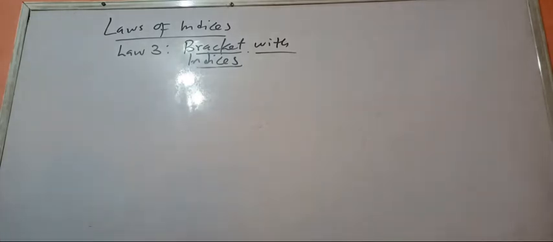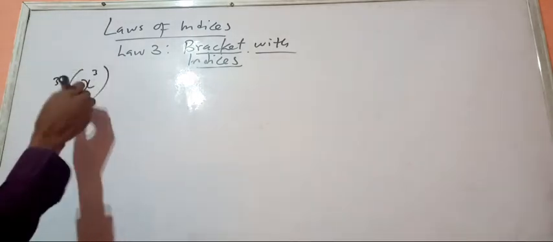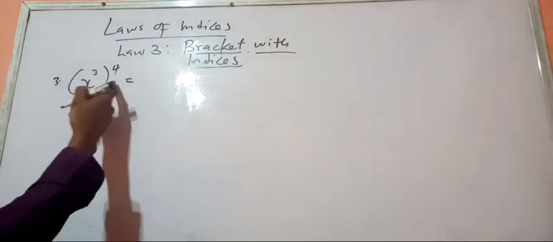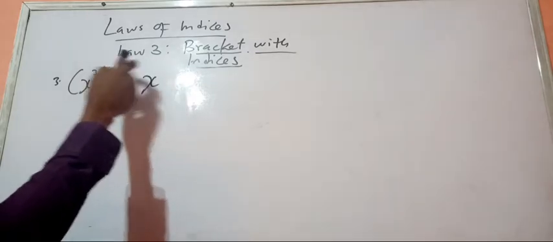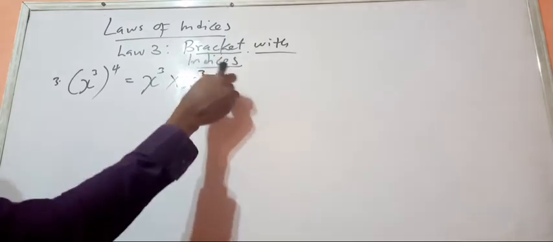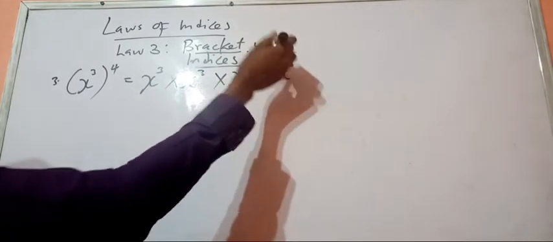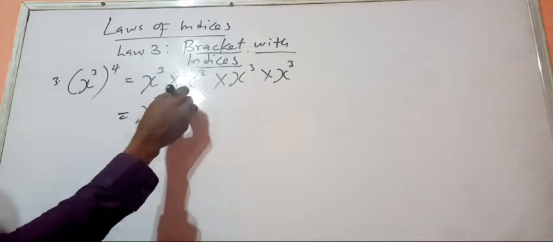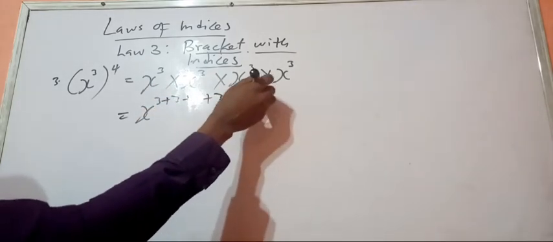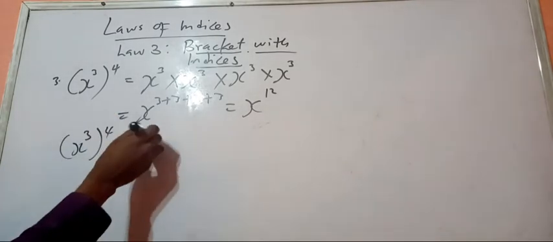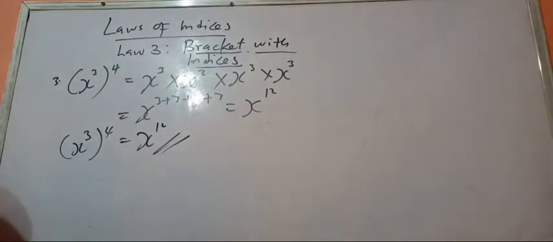Let's go to example 3. We have x to the power 3, in brackets, to the power of 4. So we have the same thing as x to the power 3 multiplied by x to the power 3 multiplied by x to the power 3 multiplied by x to the power 3. Which is 3 plus 3 plus 3 plus 3, equal to x to the power 12. Better still, x to the power 3 times 4, x to the power 12. Okay.